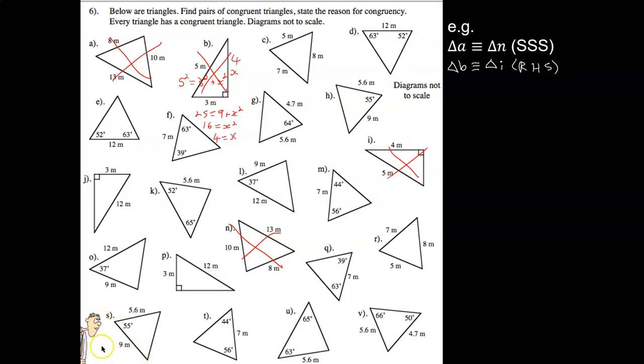Okay then, so you should have worked your way through all of the, what do I have, 22 triangles there, so we should have 11 pairs. I'm not going to talk too much, I'm just going to write down the answers and you can mark your work as I do it. This is a C.